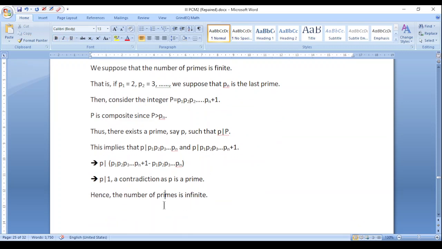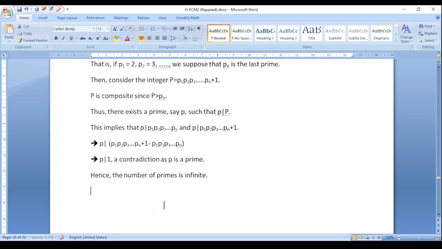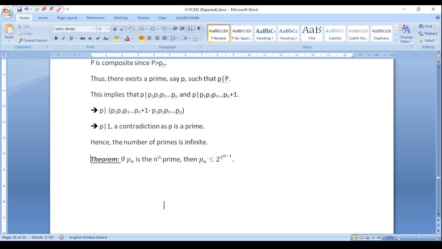Now moving on to the next result that I want to discuss. As I told you initially, this result talks about an upper bound for any prime number. What do you mean by an upper bound? It means that any prime number can only be less than or equal to a particular bound, which is called an upper bound here. So this is exactly what we are supposed to prove.